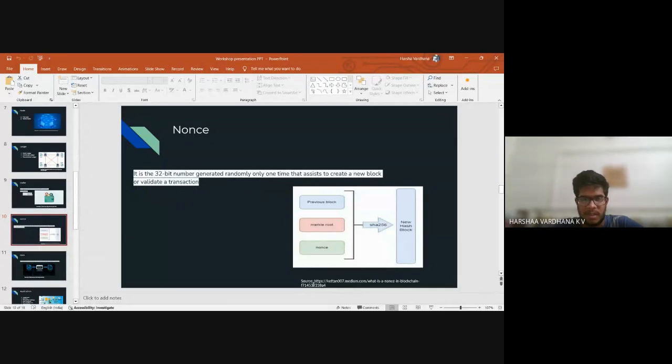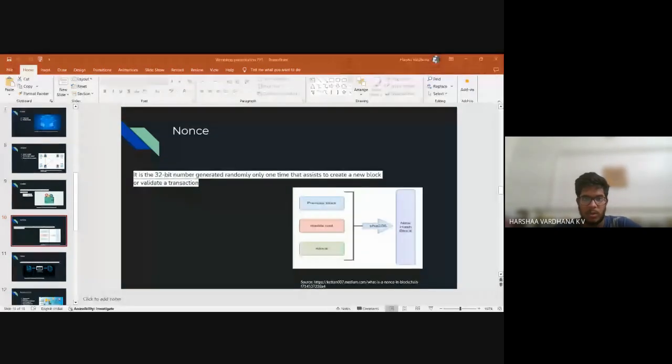Then, going into what a nonce is. A nonce is basically a 32-bit number generated randomly only one time, that assists to create a new block or validate a transaction. As I already mentioned, the creation of a block. So how is it done? A nonce stands for number only used once, as simple as that.